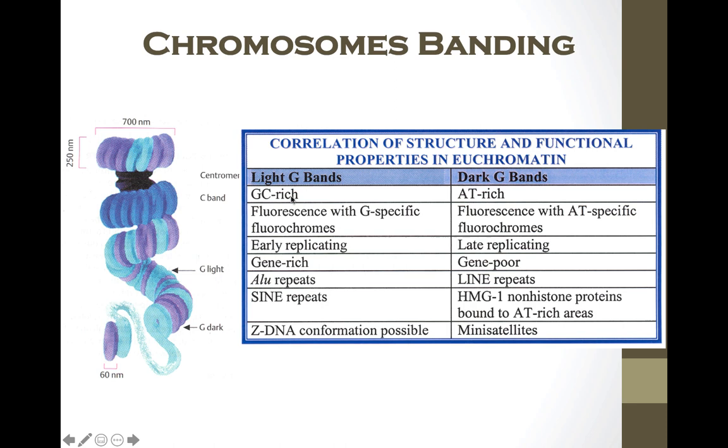GC-rich areas are usually early replicating. Their melting temperature is usually higher. And for fluorescence with G-specific fluorochromes, early replicating is important. These are the important things that you really want to know.